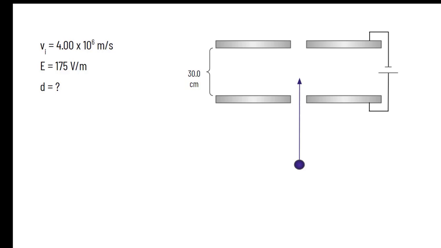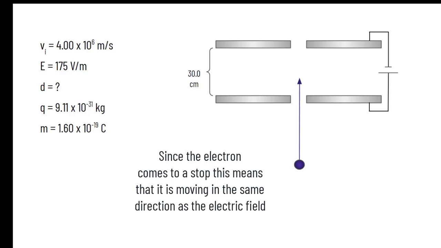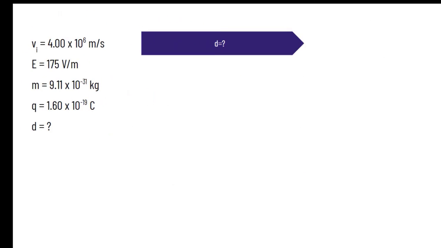Because we're talking about an electron, we want to make sure that we write down our charge as well as our mass. So let's make a plan to find D.